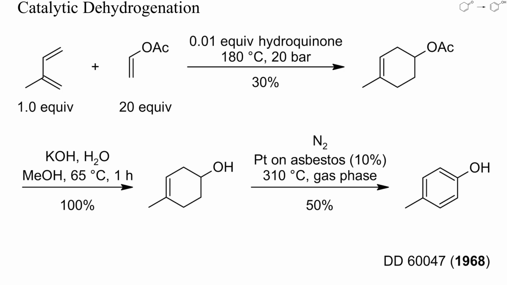Even cyclohexenols can sometimes be dehydrogenated to phenols. Here, the starting alcohol was prepared by Diels-Alder reaction of isoprene with vinyl acetate and saponification. The Diels-Alder reaction only gave a low yield because both the diene and the dienophile were electron-rich, and such reactions almost never work well. Gas-phase dehydrogenation over a supported platinum catalyst then yielded para-cresol in 50% yield. One important byproduct was probably toluene, formed by elimination of water.